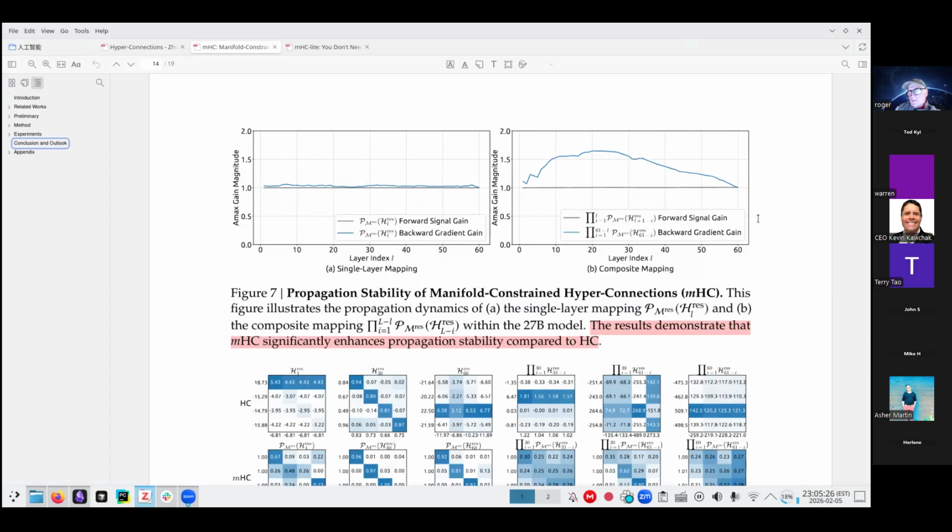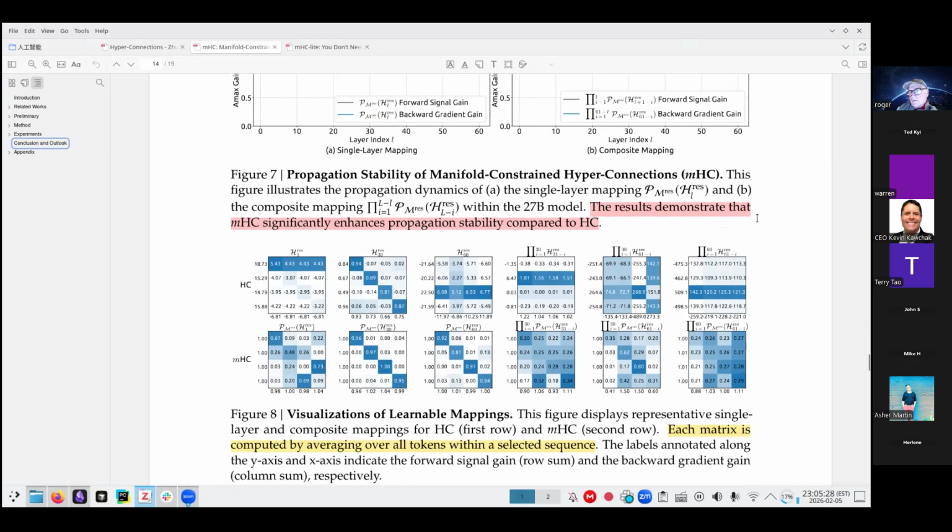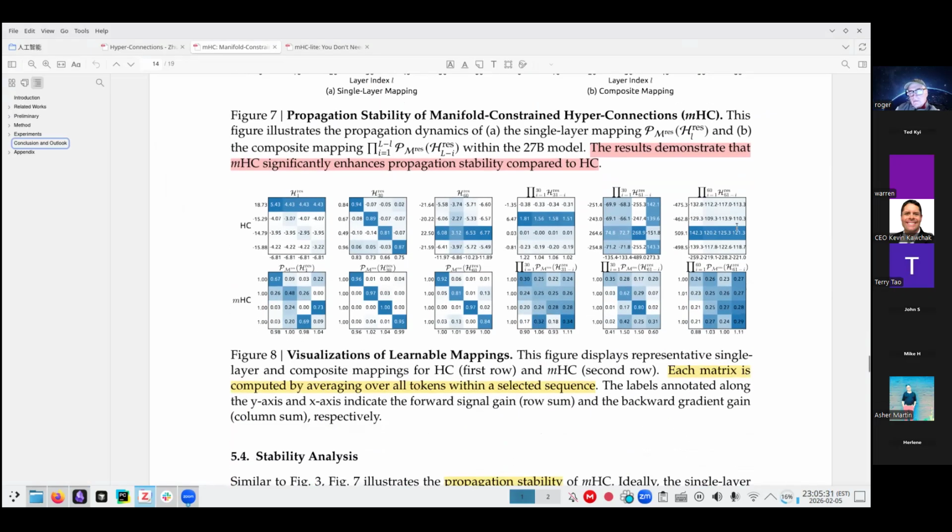Okay. Visualization of learnable mappings. I think they compared HC and mHC. This is just the H-res, that's the mixing matrix. So they show HC, they have large numbers sometimes, like 1.8 something, 6 something. But in mHC, they are more stable.